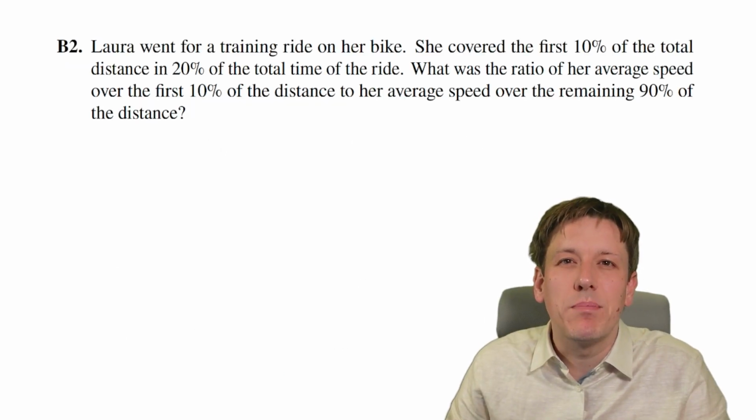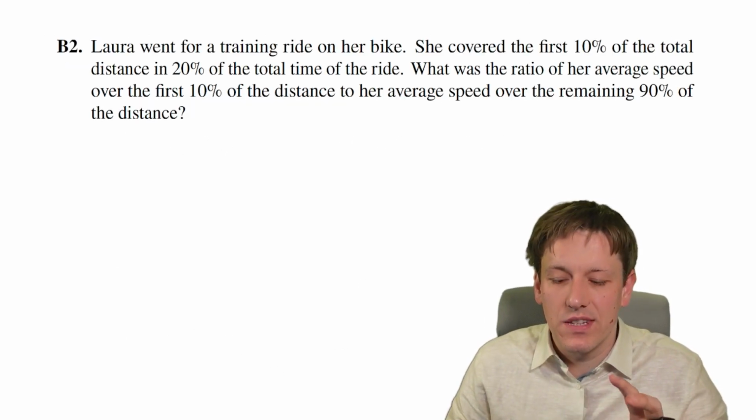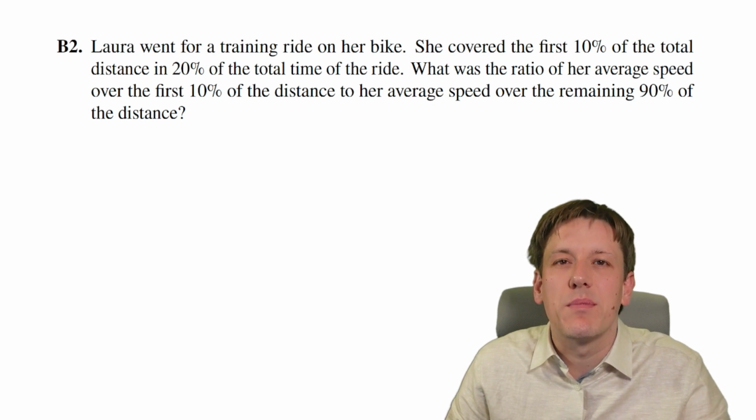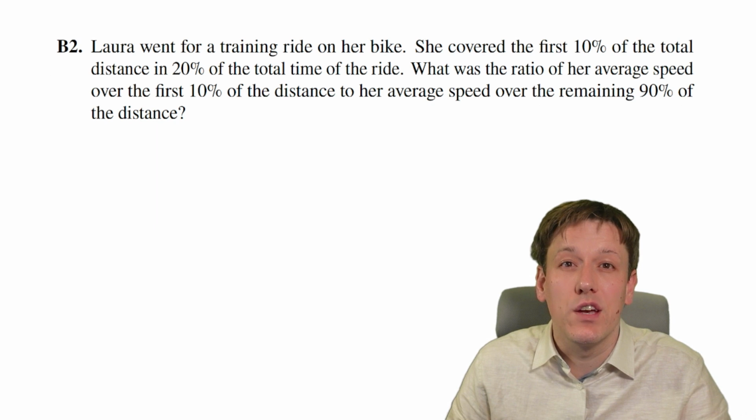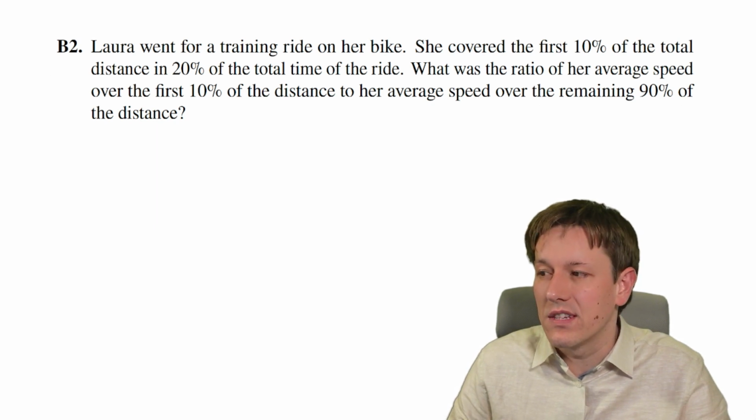Laura went for a training ride on her bike. She covered the first 10% of the total distance in 20% of the total time of the ride. What was the ratio of her average speed over the first 10% of the distance to her average speed over the remaining 90% of the distance?